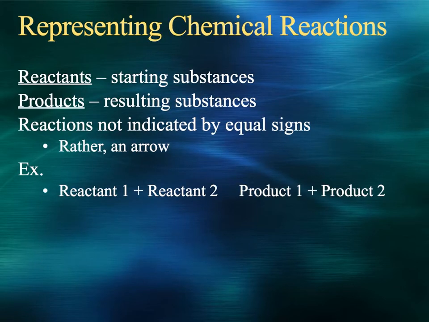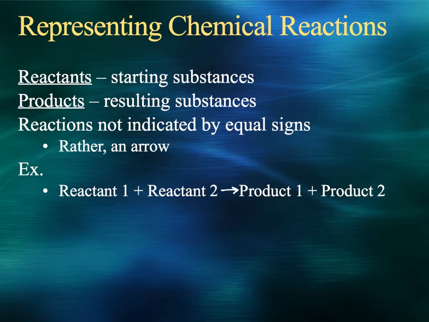Okay, so parts of a reaction. We have the reactants, which are the starting substances, and the products, those are what you end with, the resulting substances. You don't write an equal sign in between them because they're not equal. It's one thing becoming something else. You're not going to end up with what you started with. So instead of drawing an equal sign, we draw an arrow between each side of the reaction.